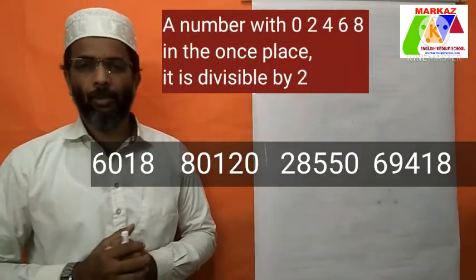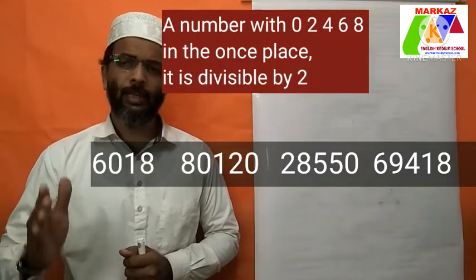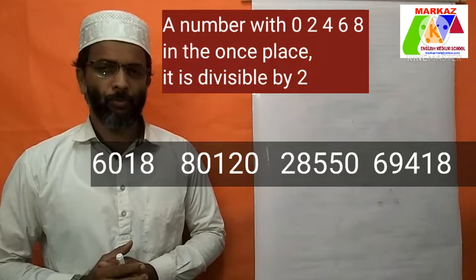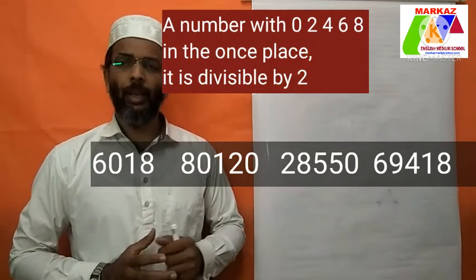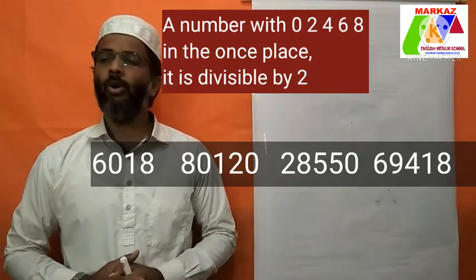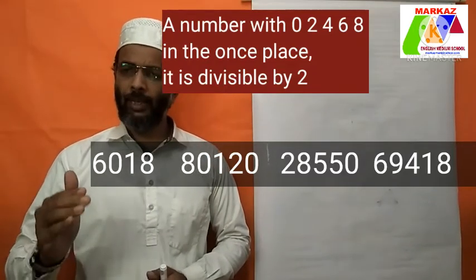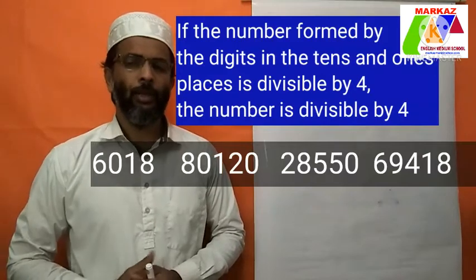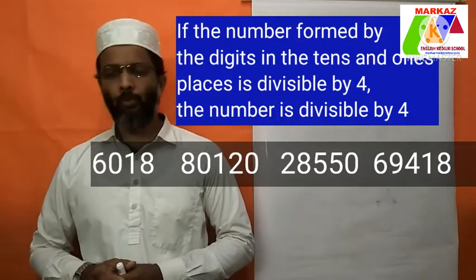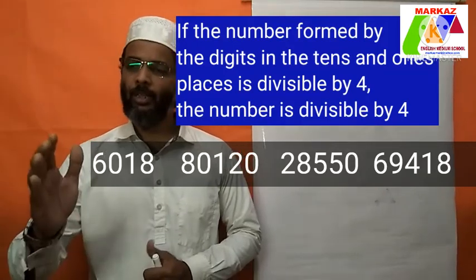All are even numbers. A number with 0, 2, 4, 6, 8 in the ones place is divisible by 2. In the given numbers, 8, 0, 0, 8. So all numbers are divisible by 2. How to check if the number is divisible by 4? If the number formed by the digits in the tens and ones places is divisible by 4, the number is divisible by 4.